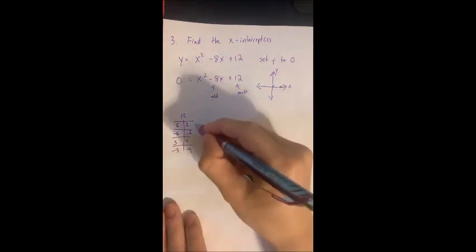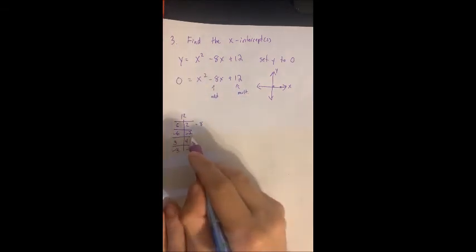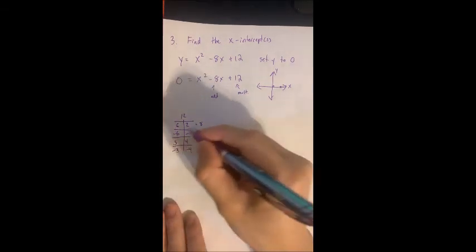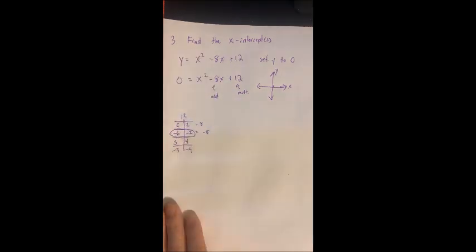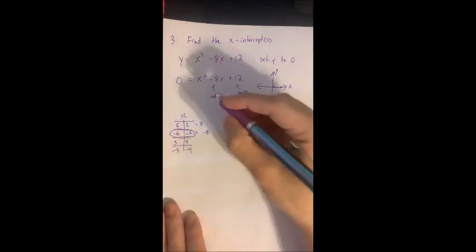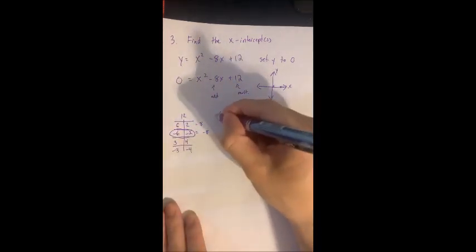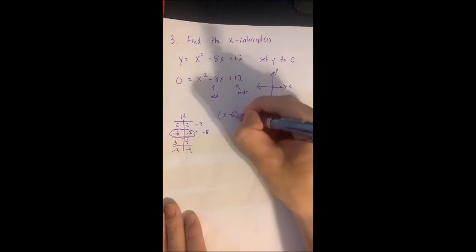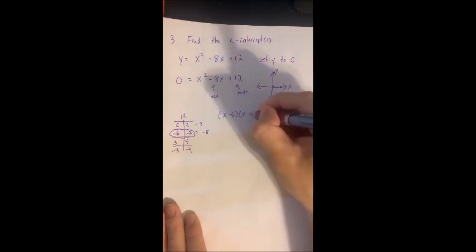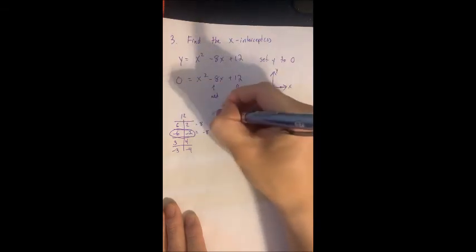6 plus 2 is 8. Negative 6 plus negative 2 is negative 8. So we found our matching pair here. So the factored form of this would be x minus 6, x minus 2, and that's still all equal to 0.